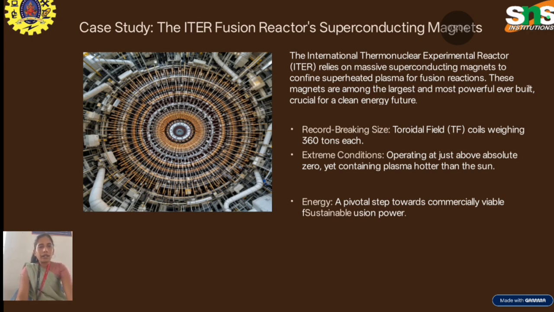And then record-breaking size: the TF coils are 360 tons each. And the next one is extreme conditions: operating at just above absolute zero, yet containing plasma hotter than the sun. And the next one is energy, a step towards commercially viable, sustainable power. These are the case study points on the ITER fusion reactor.